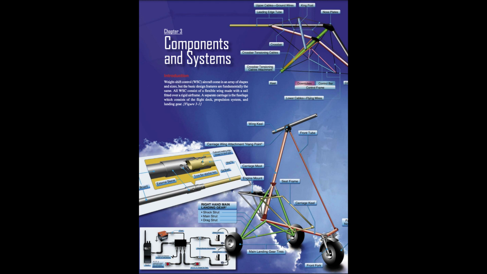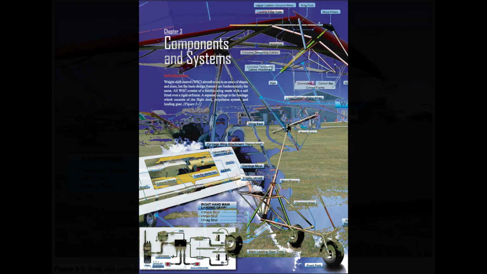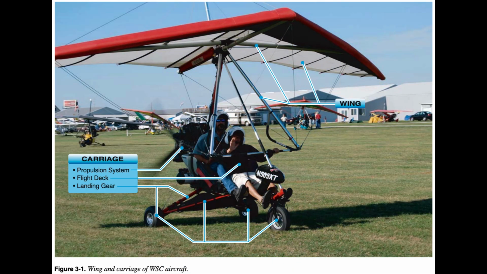Aircraft come in an array of shapes and sizes, but the basic design features are fundamentally the same. All WSC consist of a flexible wing made with a sail fitted over a rigid airframe. A separate carriage is the fuselage, which consists of the flight deck, propulsion system, and landing gear. Figure 3.1.